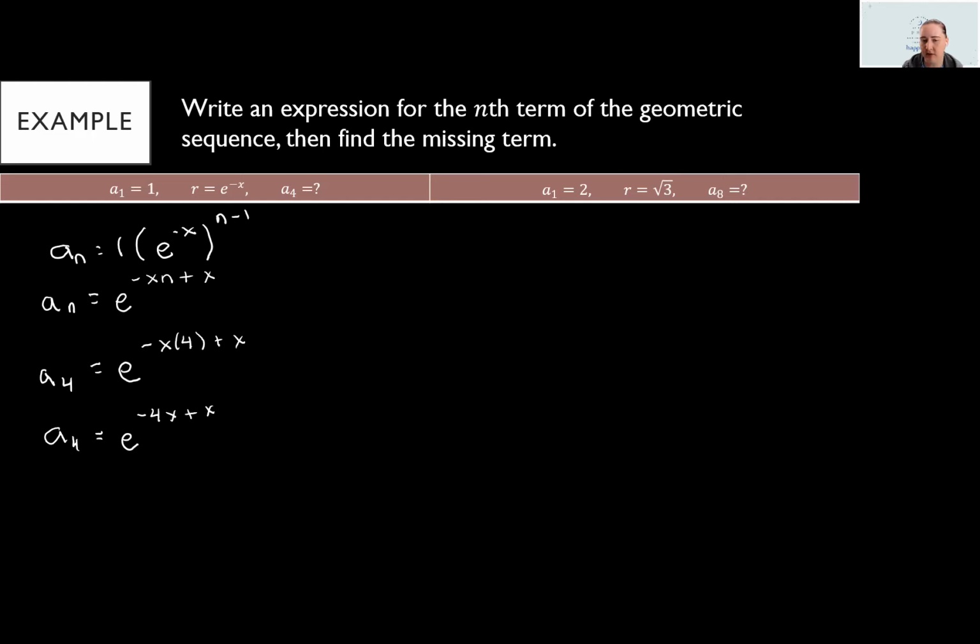So it's not going to be a single number. And we can actually add those together, negative 4x plus x. That's negative 3x. So this 4th term is e to the negative 3x. We can make sure that we simplify everything as much as possible, but you're not going to get a single number. You're just going to get another expression because we're plugging in an expression for our sequence.